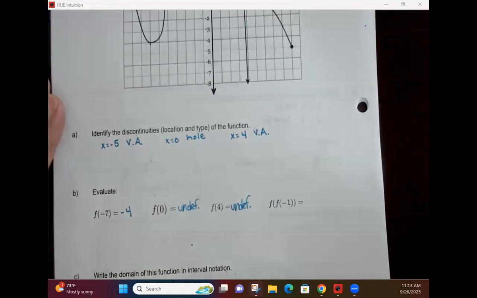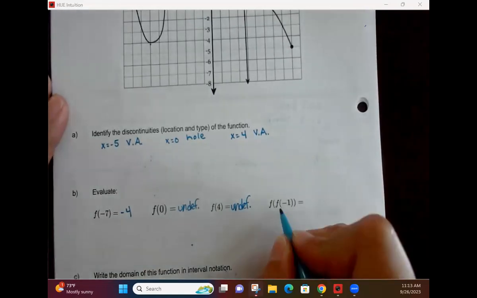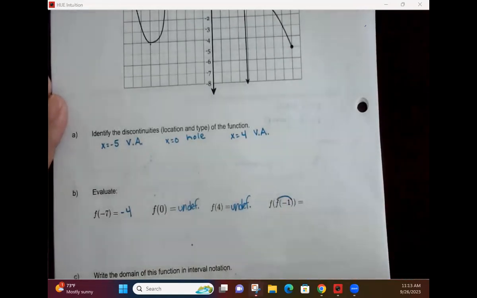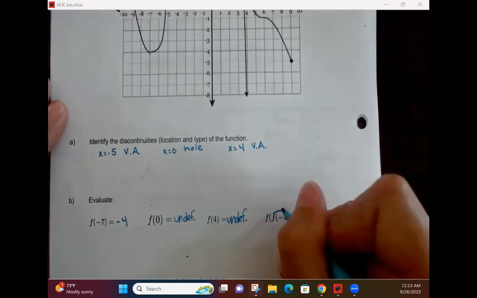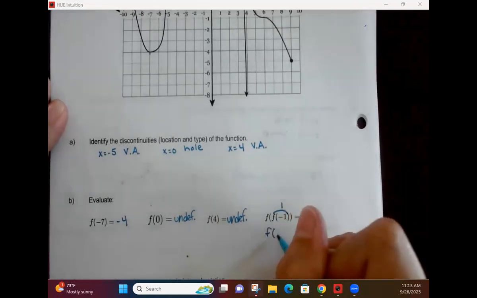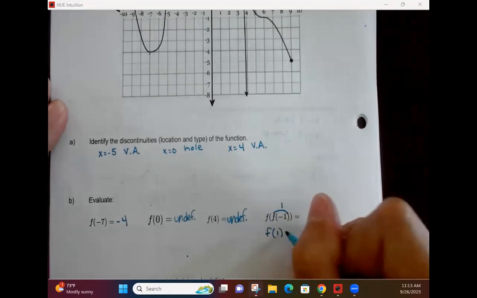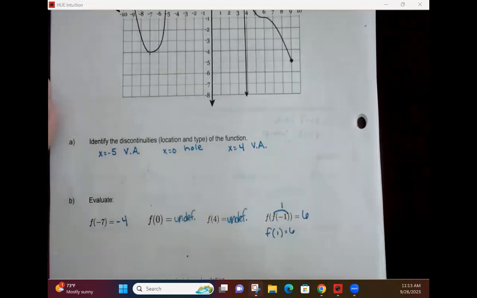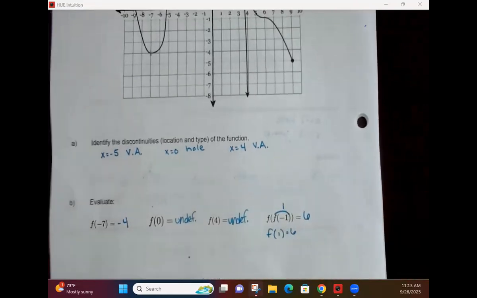Good. And then a composition here, so we work from the inside out. F of negative 1 would be 1. And then how about f of 1? It would be 6. Good. Okay. And then the domain. This time you didn't have the domain already. I asked you to write the domain.